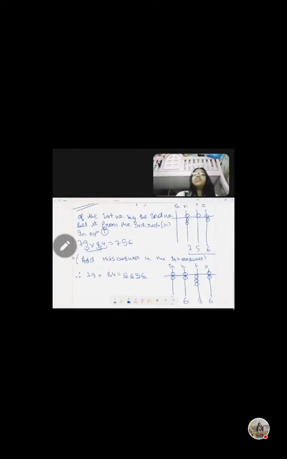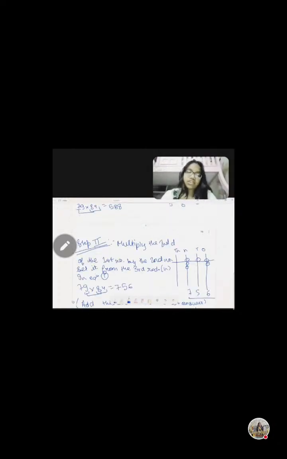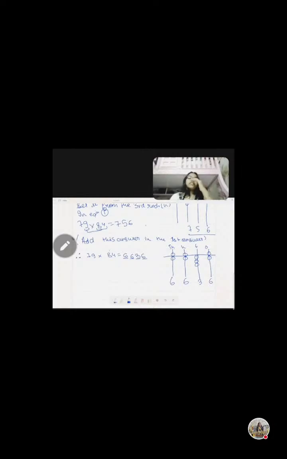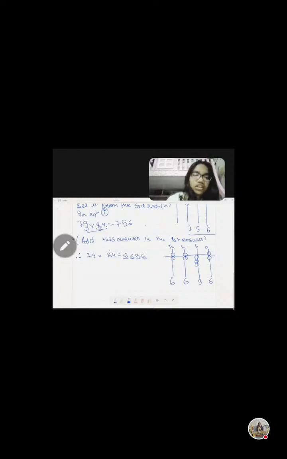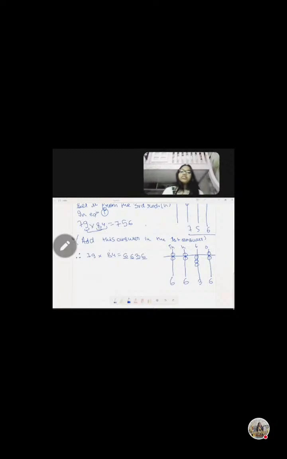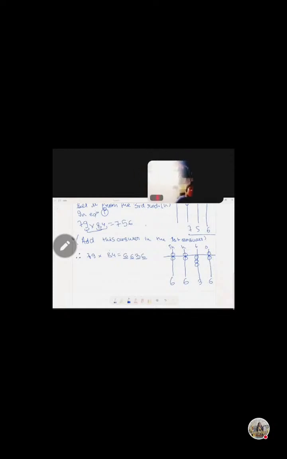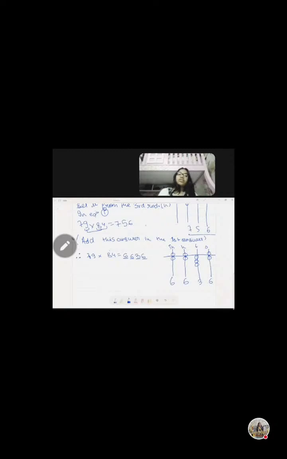I have also written in the bracket. I add this answer in the first answer. That was the answer 588. Okay? The 5880 plus 756 is 6636. Understood, Anya? Yes, ma'am. Any doubt? No. Okay. I'll explain one more question to you.